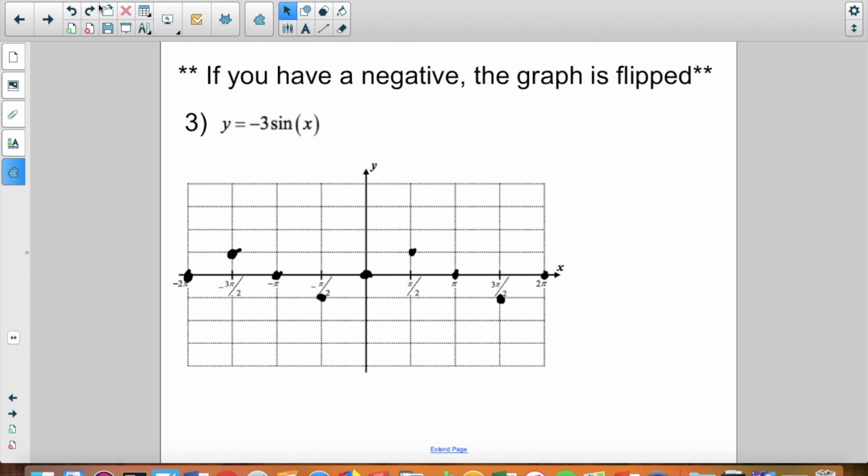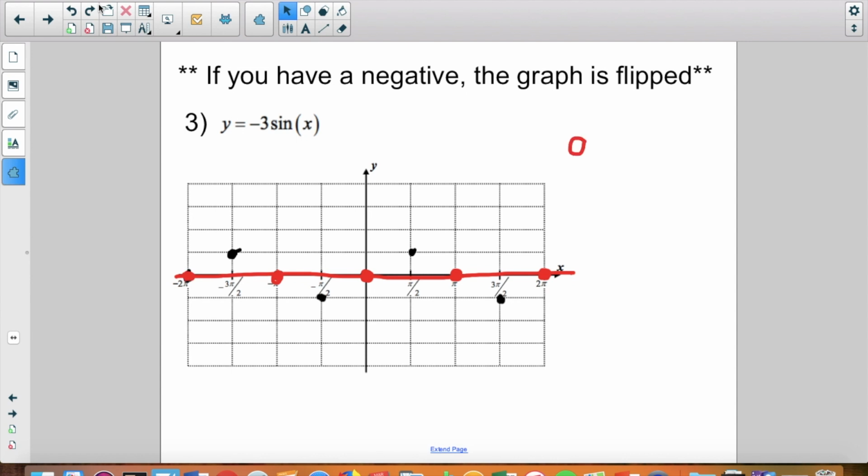Okay? Now, first thing we would have to do here is still plot our midline. So again, our midline for today will be the x-axis. So I'm just going to graph that. Now, if you were to flip 0 over, it still stays 0. All the points on the midline never change. It's the maximum and minimum points that change.